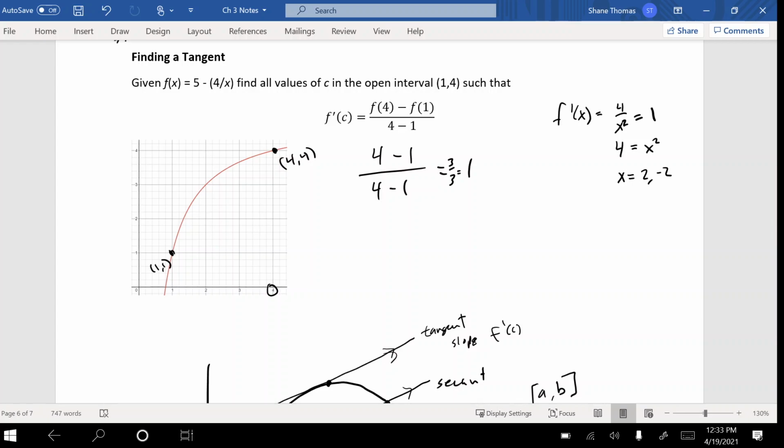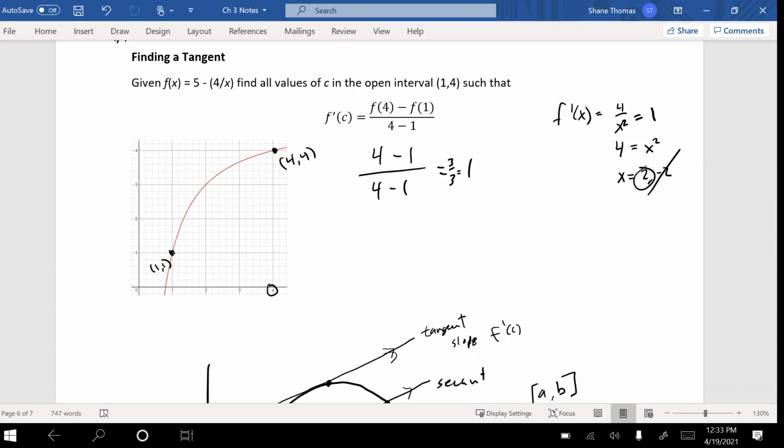Are both of those points on this interval? One is. Negative 2 doesn't fit in that interval, does it? So that one's irrelevant to us. So this is the winner.